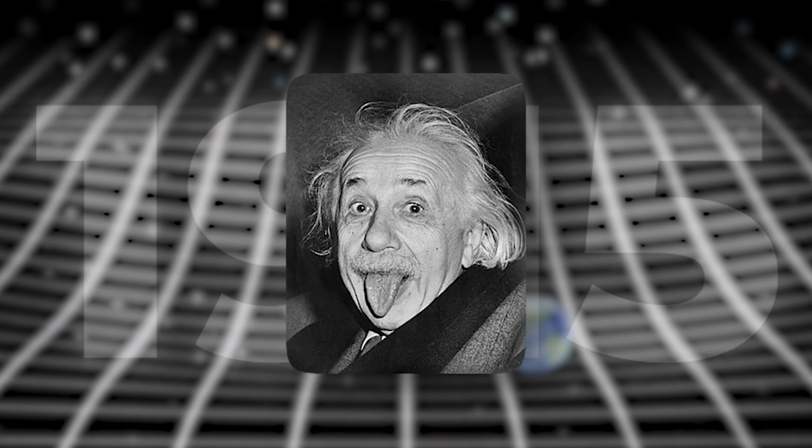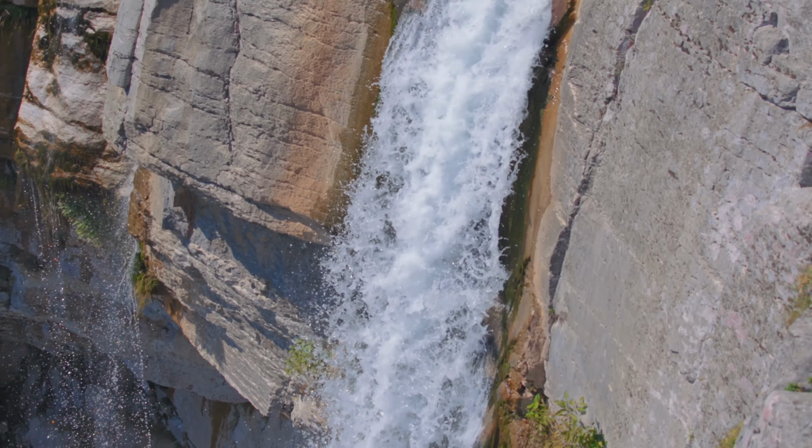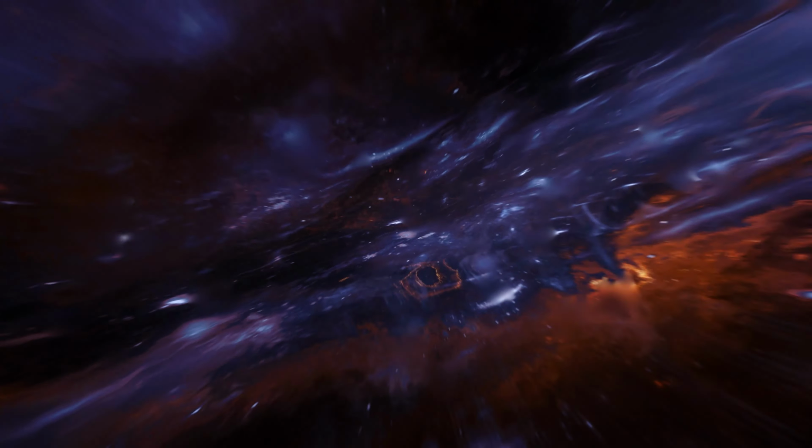General relativity, proposed by Albert Einstein in 1915, is one of the most important theories in all of modern physics. It completely transformed the way we understand gravity, space-time, and even the structure of the universe.